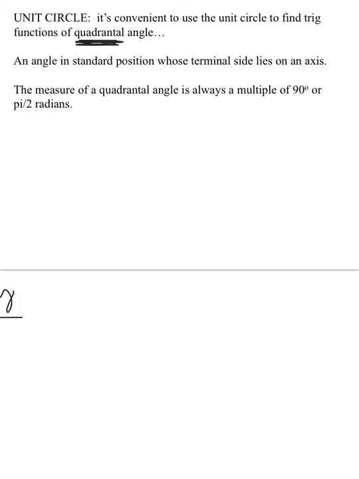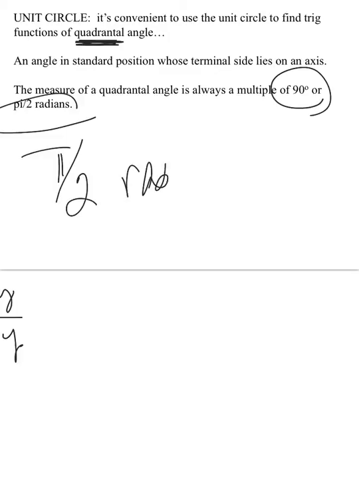This would be negative x, and then over here I've got negative y, right? And positive, or negative y. An angle in standard position. The measure of a quadrantal angle is always a multiple of 90 degrees, or pi over 2 radians.